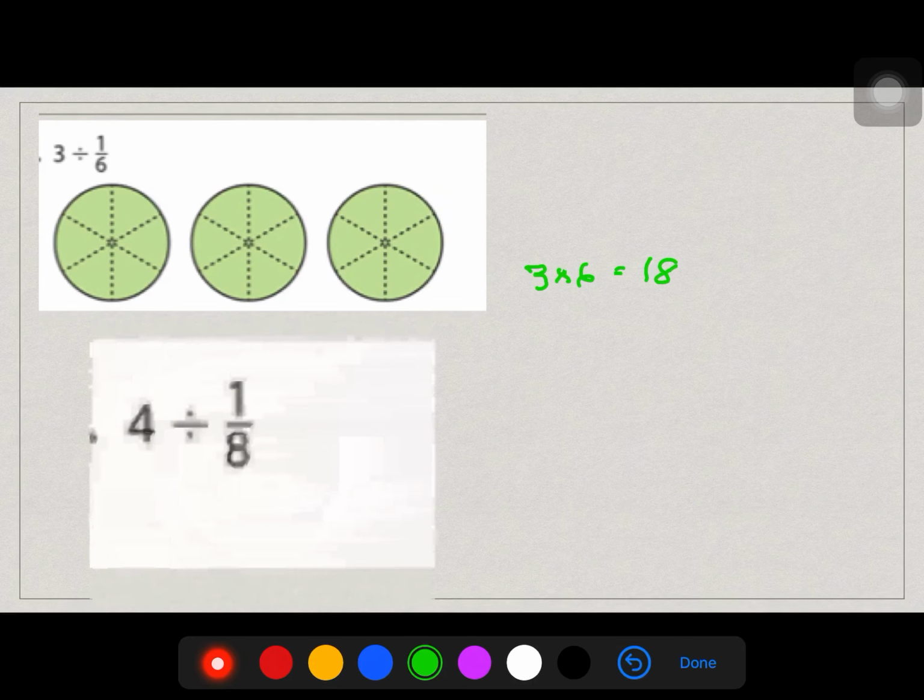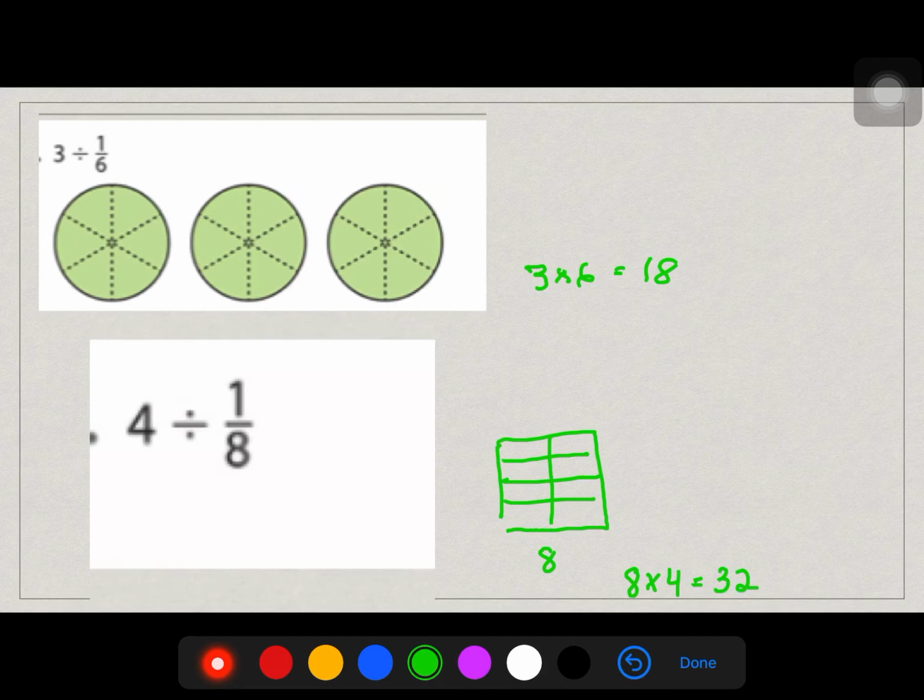How would you solve this problem? 4 being divided into eighths. You could use multiplication as a principle here. I could look at what 1 being divided into eighths would be, and that'd be 8. And if I have 4 of them, I could use multiplication and say 8 times 4 equals 32.